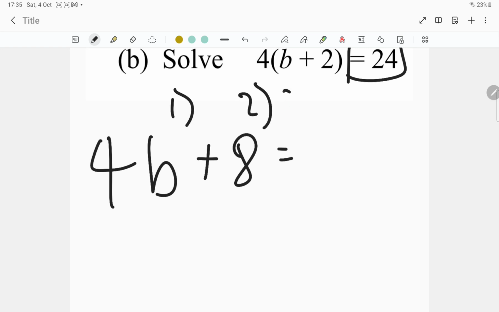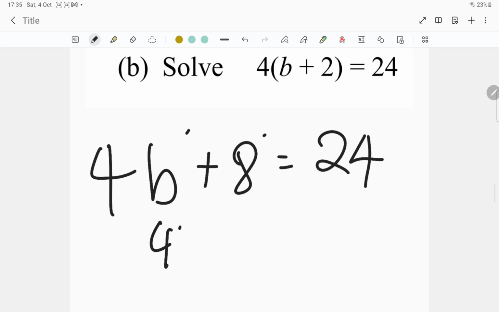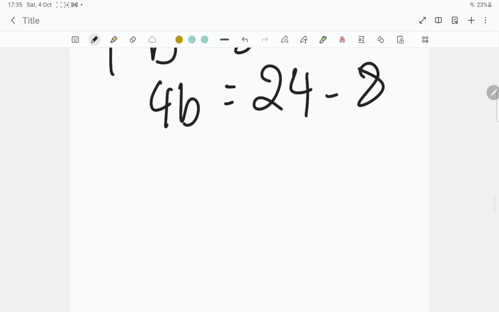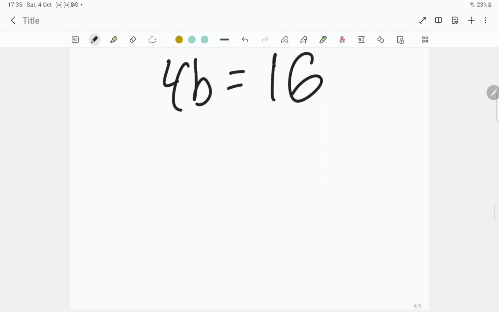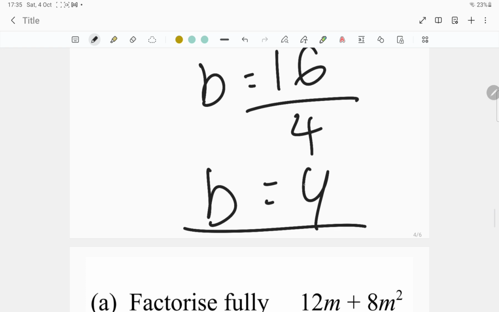Now the second step, complete equation. So, equals 24. What we do is 4b equals 24 take 8. So that equals 16. Now we've got 4b equals 16, so b equals 16 divided by 4, which gives us what? b equals 4. That is your answer.